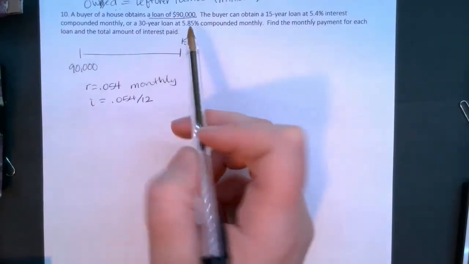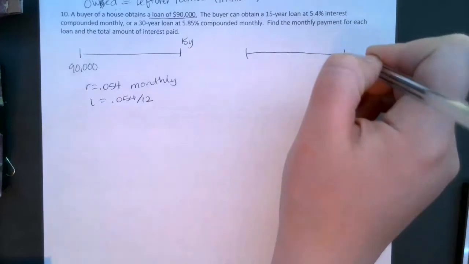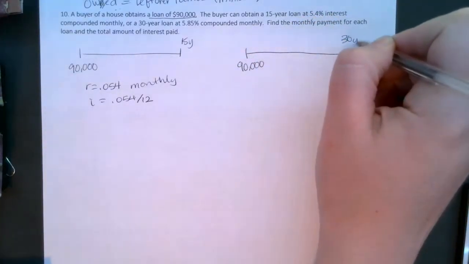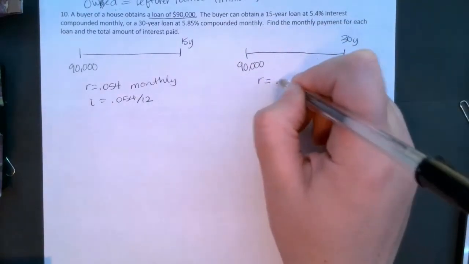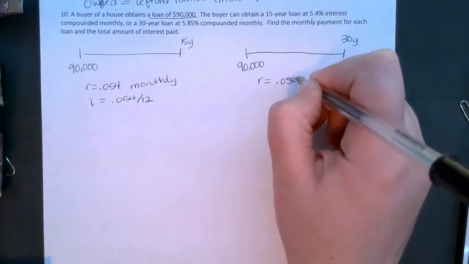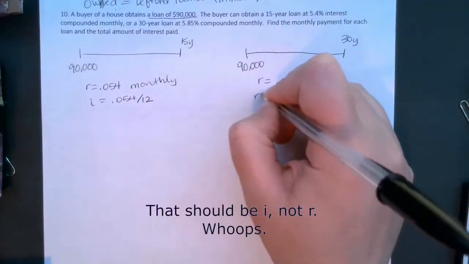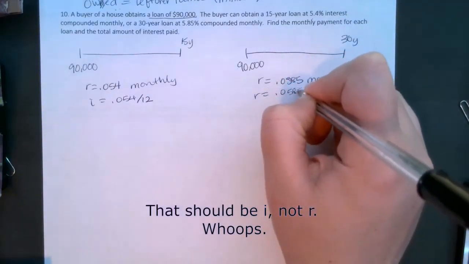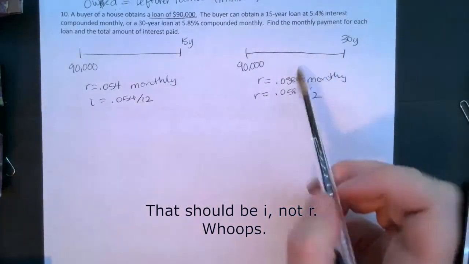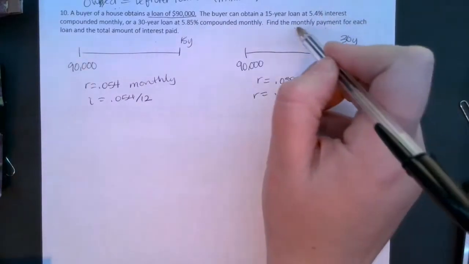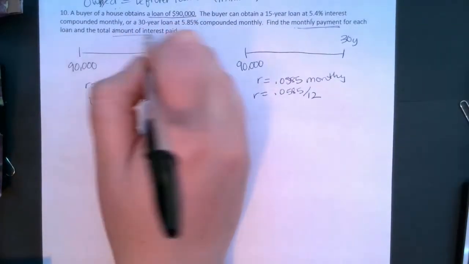Or we could do a 30-year loan. So we have two cases here that we're looking at. So again, $90,000 is still the loan. 30 years. And then here our R is 0.0585, and then again, that's monthly. So I is going to be 0.0585 divided by 12. And we want to find the monthly payment for each and the total amount of interest paid. So first we have to find the monthly payment and then the interest paid.